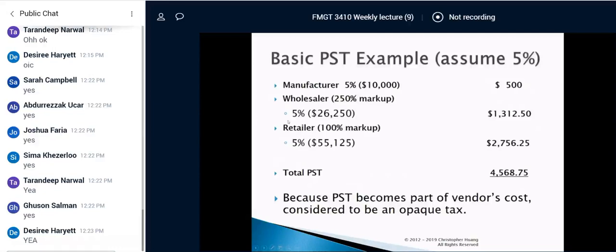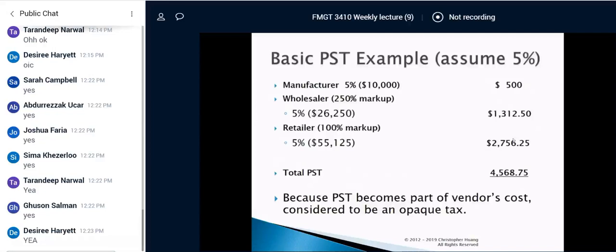So now I'm going to charge this tax on 26,250. Now I'm going to charge my retailer $1,312.50. But now you're the retailer. I want 100% markup. Well, my cost is not 26,250. It's 26,250 plus this 1,312.50. So now my cost is 29,562.50.